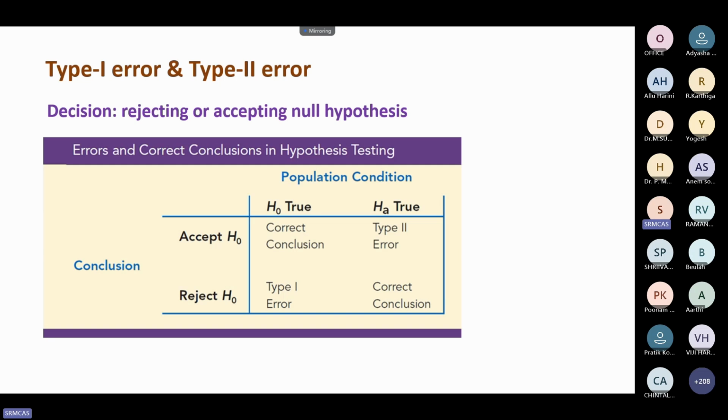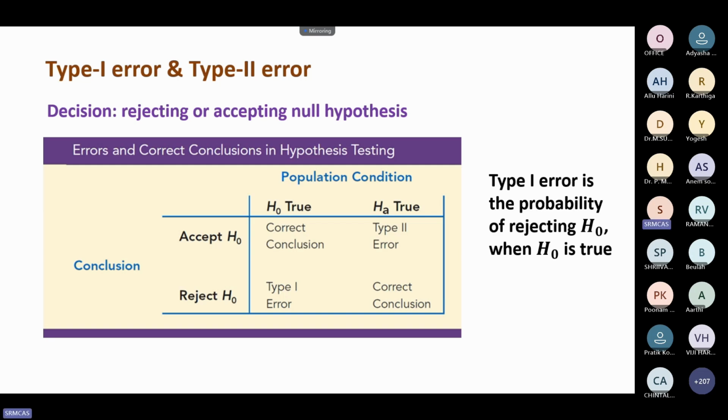So how do we measure this type 1 error? We can measure the type 1 error in terms of probability. The probability of committing a type 1 error is the probability of rejecting the null hypothesis when it is true. This type 1 error should be minimized in our research.